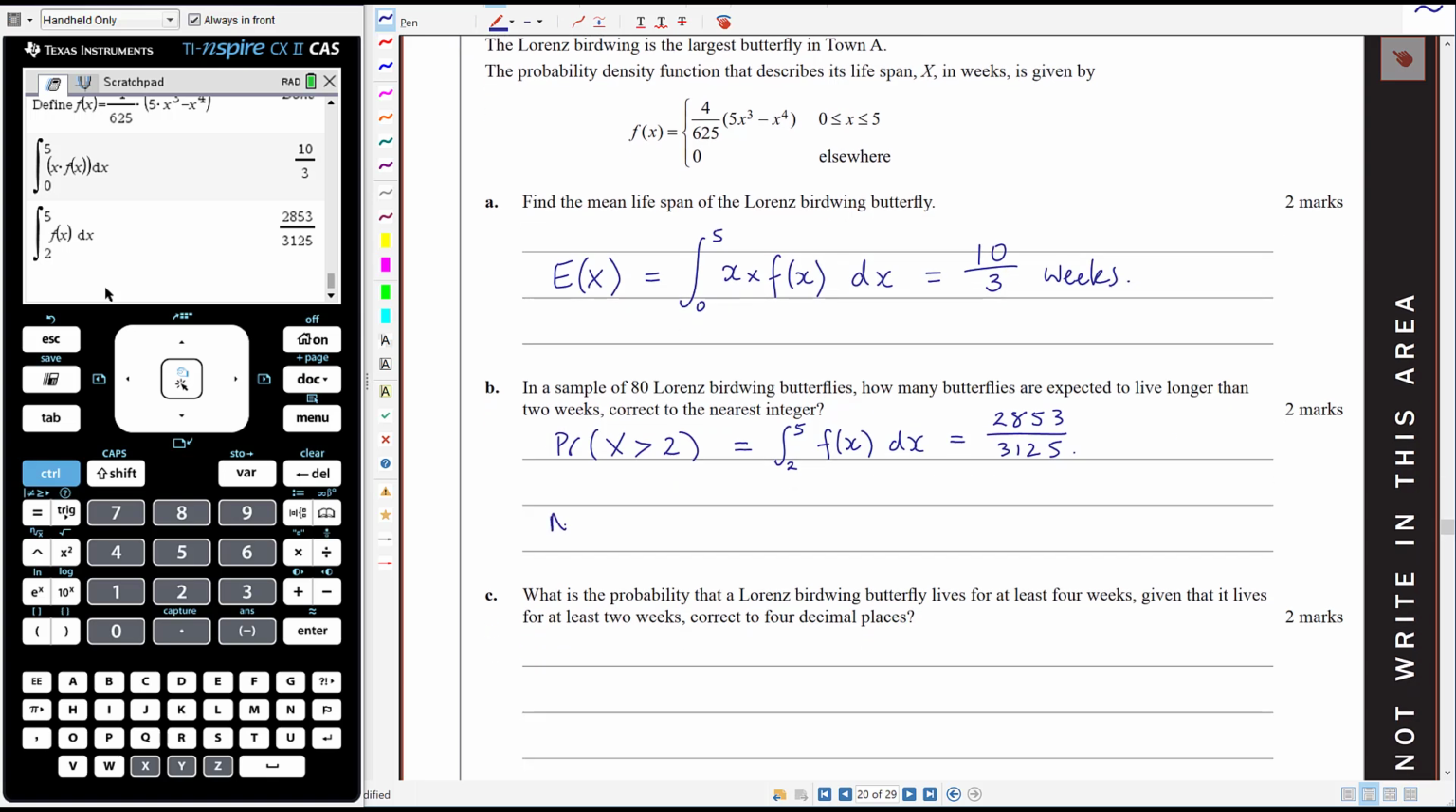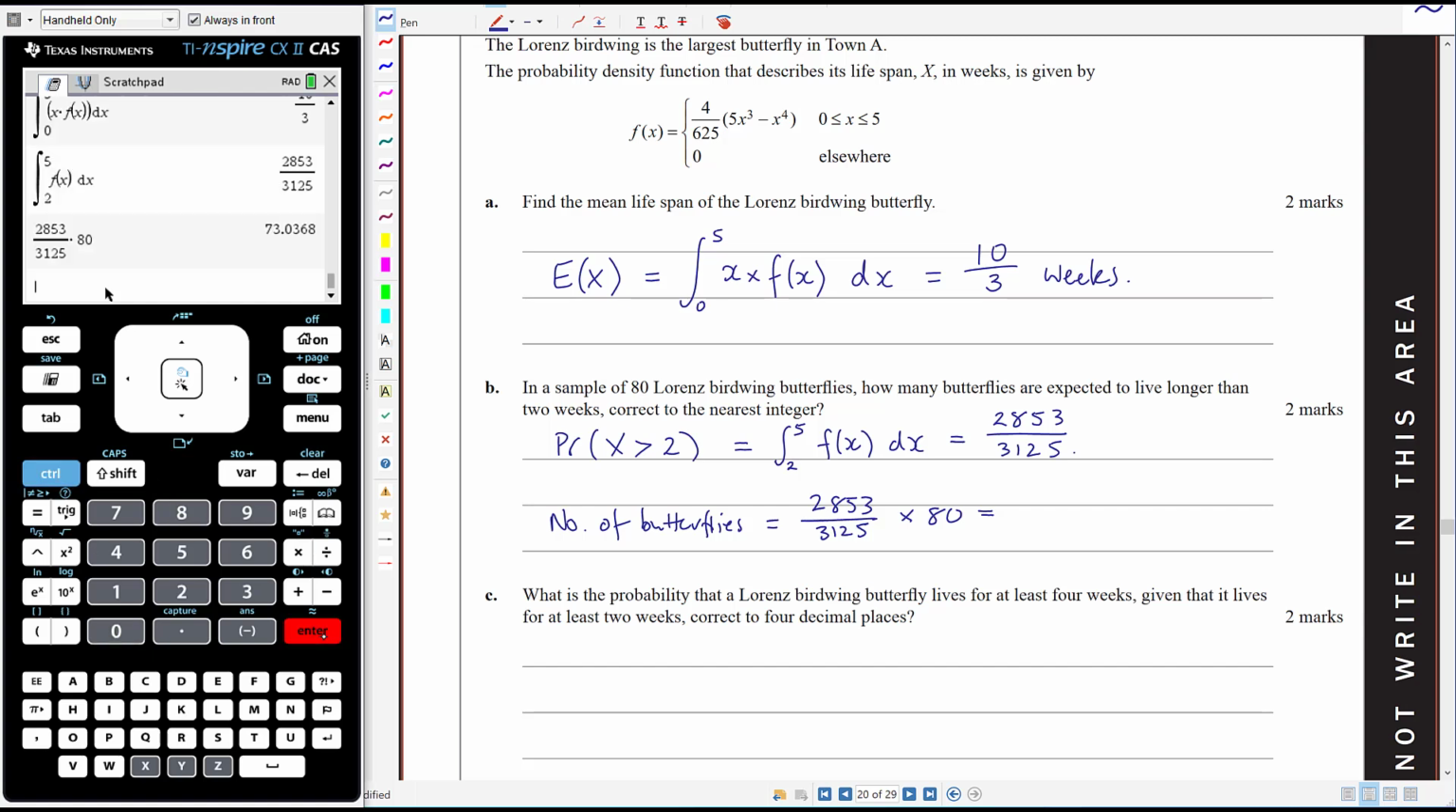And then we have 80 butterflies, so how many of them? The number of butterflies that live that long will be that probability, 2853 over 3125 times 80. Okay, and we want nearest integer because they are butterflies, so I pressed Control Enter to get it as a decimal, to the nearest integer, that is approximately 73 butterflies.